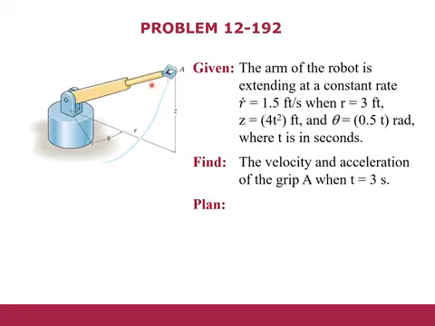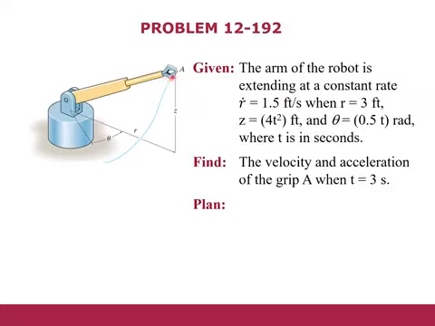So over here the position of this arm can be represented in the cylindrical coordinate system by r, theta and z coordinates, and the data given to us is r dot, r, z and theta, and we have to calculate the velocity and acceleration of the grip A when t is equal to 3 seconds, right? So after 3 seconds we have to calculate the velocity and acceleration of the grip.